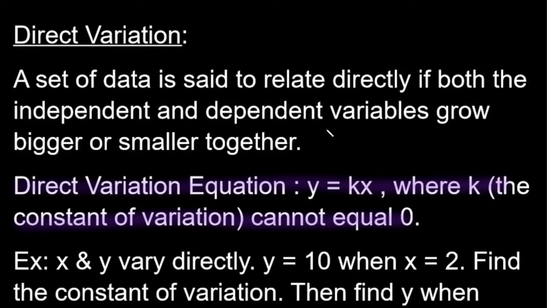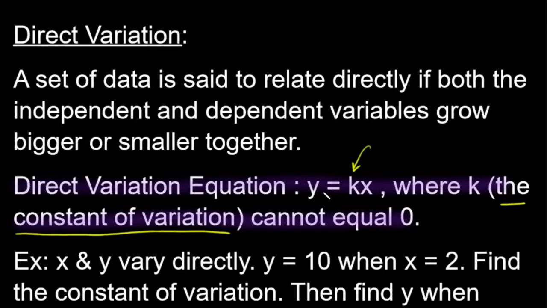Direct variation is a set of data. A set of data is said to relate directly if both the independent and dependent variables grow bigger or smaller together. So the equation for direct variation is y equals kx, where k, a bit of terminology, is what I'll ask you for on test or quiz questions: the constant of variation, and that is k in this formula.